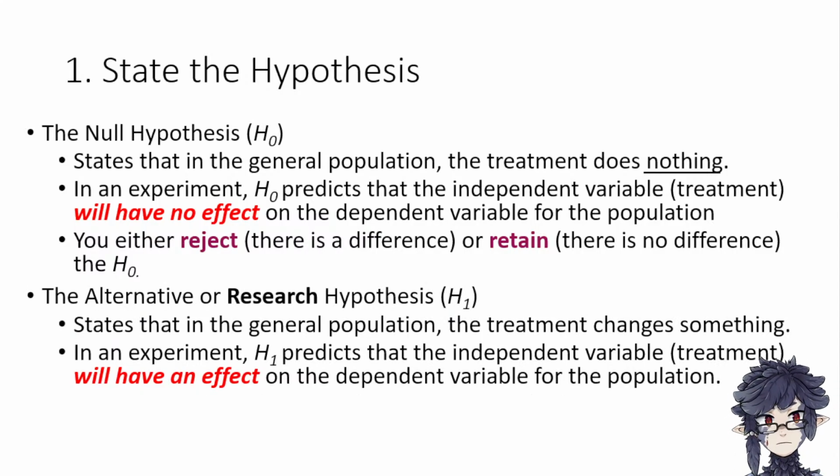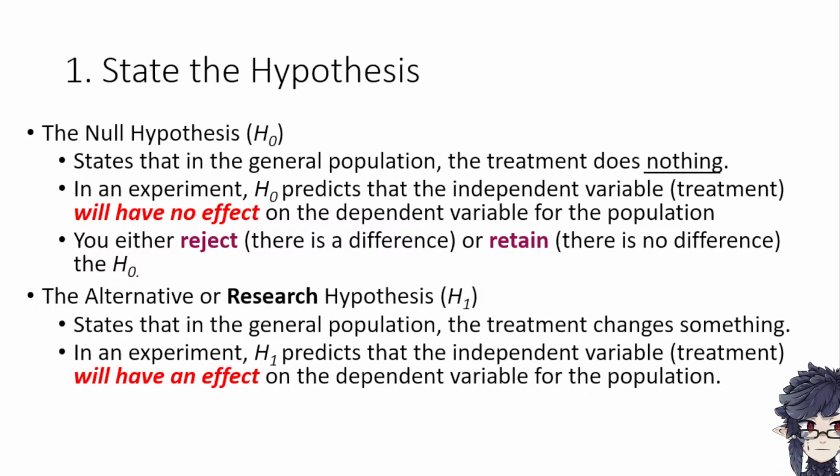The alternative, or research hypothesis, I've heard it referred to as both the alternative hypothesis and the research hypothesis. This is stating that something will happen. Something will change. Your independent variable did something. It will have some kind of impact on your dependent variable, and this is true for the population as well.